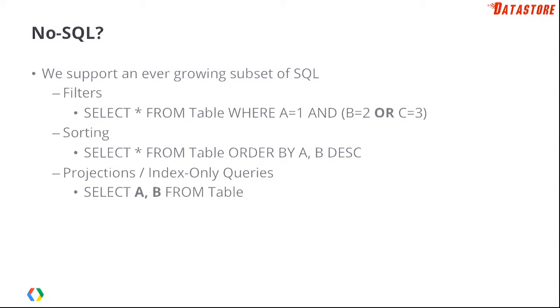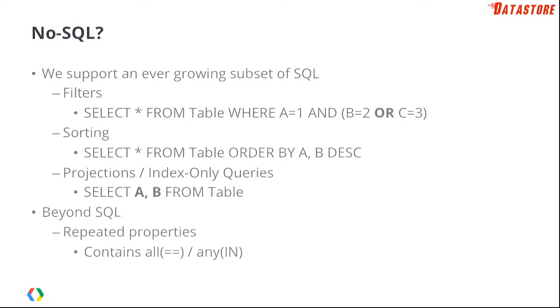And we actually go beyond SQL in that we support repeated properties. So you can do set operators like contains all or contains any. That's incredibly useful when you're building tools like labels in Gmail or tags for photos. And the best part about this is this subset scales in the size of the result set. So you never have to worry as your database grows if the performance of your queries is actually going to degrade over time.